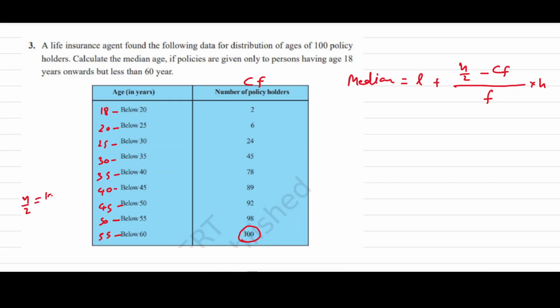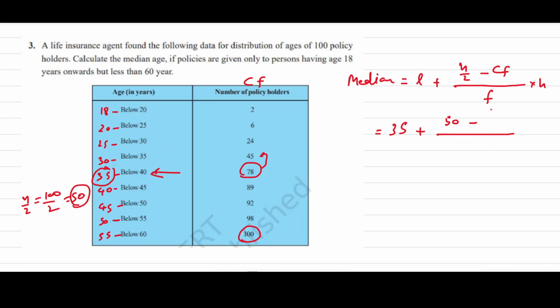For n by 2 we can write 100 by 2, that will be 50, and 50 comes in this class, which is the median class, and 35 will be the value of L. So first we should write the value of L, that is 35. Then what is the value of n by 2? That is 50. Now what is the value of CF? For CF we should move on to the preceding frequency, because this is the PCF as well.